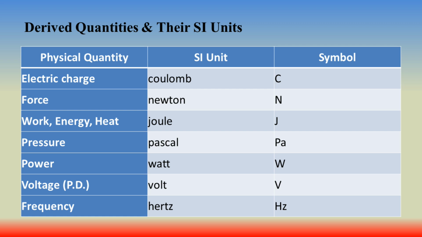Derived quantities and their SI units. Now let us look at commonly used derived physical quantities and their SI units. Force, Newton; work or energy, Joule; pressure, Pascal; power, Watt; potential difference, Volt; frequency, Hertz. Each of these can be derived from combinations of fundamental units.